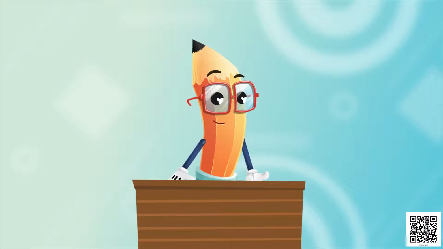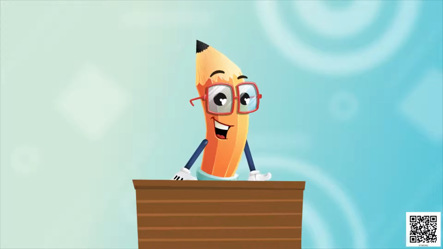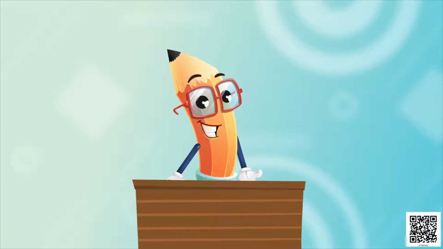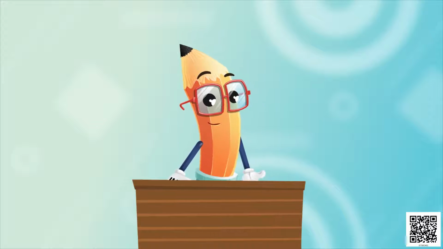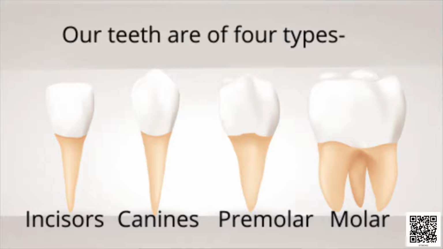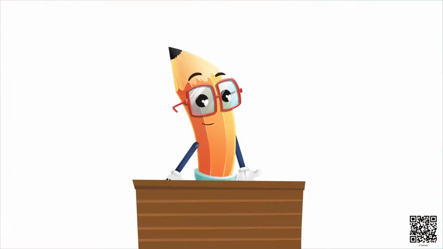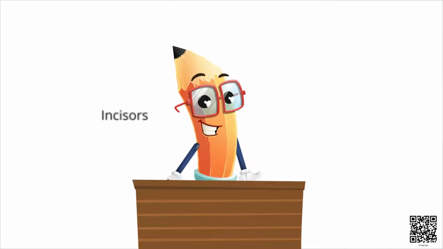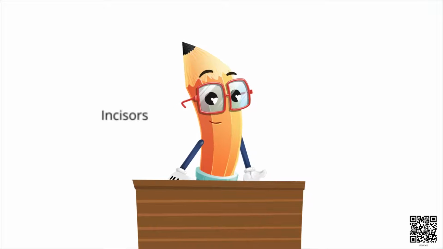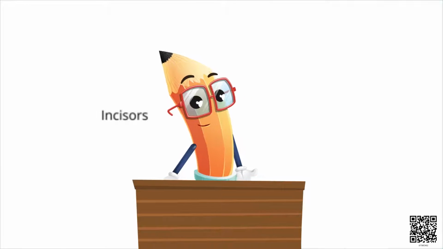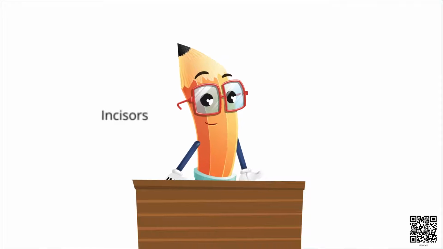Our teeth vary in appearance and perform different functions. Accordingly, they are given different names. Our teeth are of four types: incisors, canines, premolars, and molars. Incisors are used for cutting and biting of food, and they are eight in number: four in the lower jaw and four in the upper jaw.